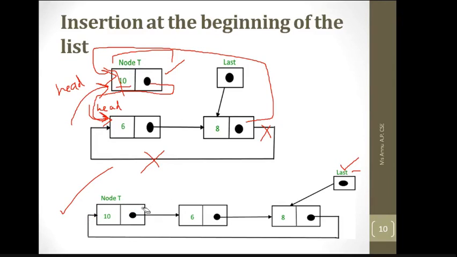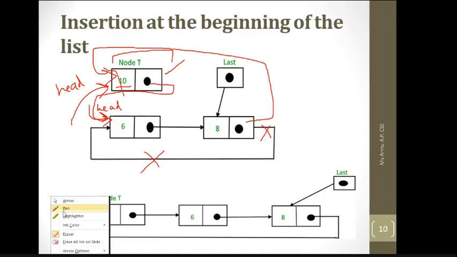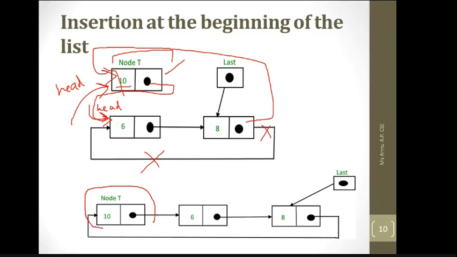In this example, let's suppose you have a list of 3 pointers: 10, 6 and 8, and you need to delete a pointer from the beginning position, that is 10. Once you delete this node, the 10, you need to make this node the new head, and you also need to assign the last next as 6.